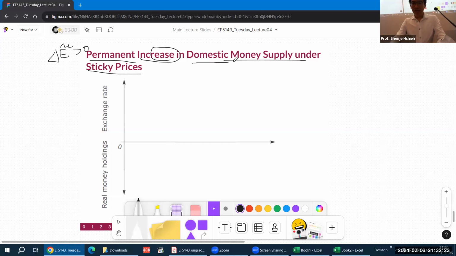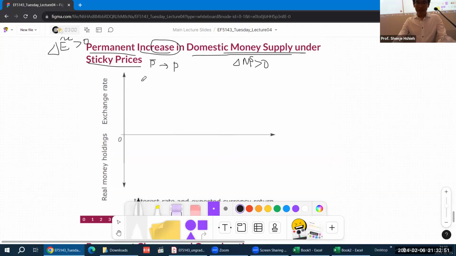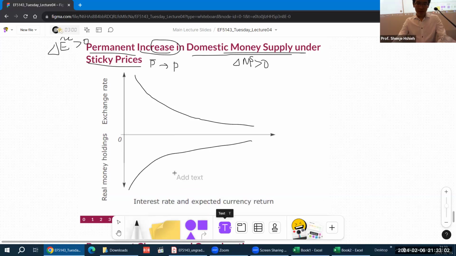We have a domestic increase in money supply, so delta MS is also positive. And we're going to analyze this from sticky prices to flexible prices. So just P, okay? P will be allowed to respond to the change in MS, so that monetary policy is ineffective. So let's analyze this. Again, we have a starting point. Let's assume that we are in equilibrium.